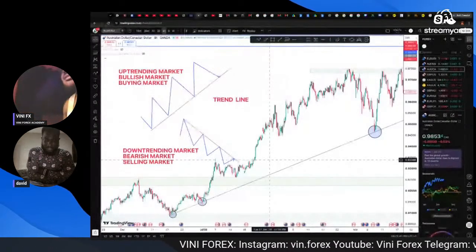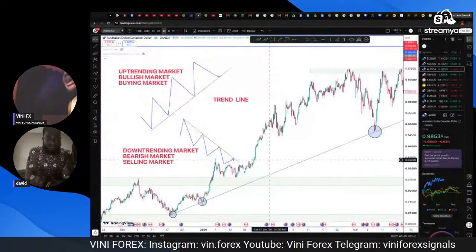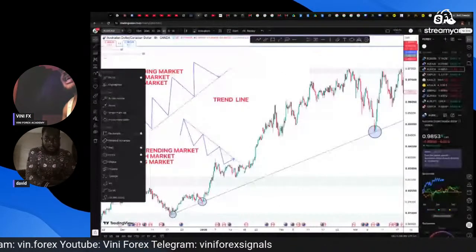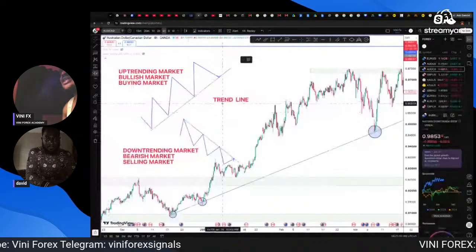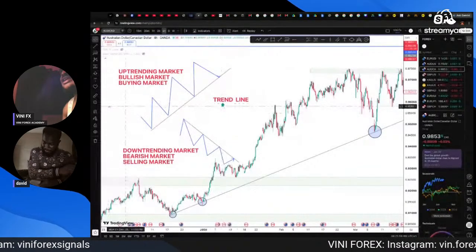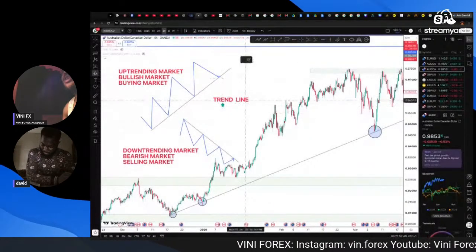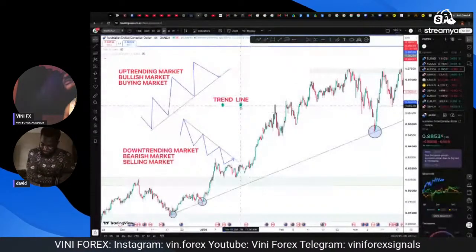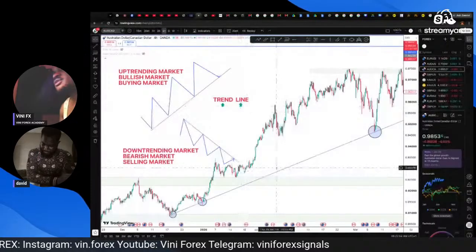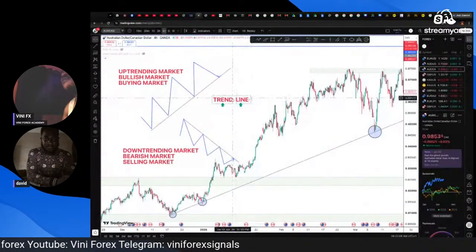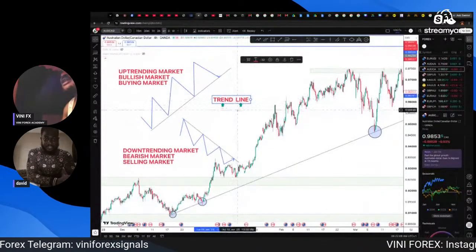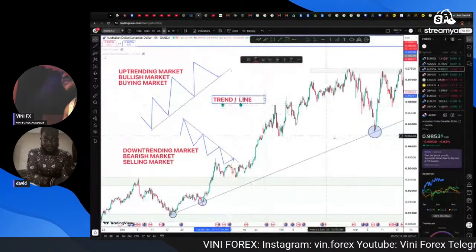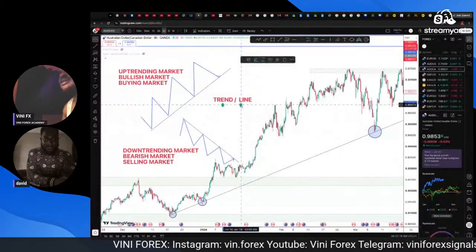So now, when you hear the word trend line, it is the line that follows the trend. The line that follows what? The trend. These are two different words joined together. The line that follows the trend. Do you understand this? Yes, sir. So the line that follows the what? The trend. That is what they call a trend line.